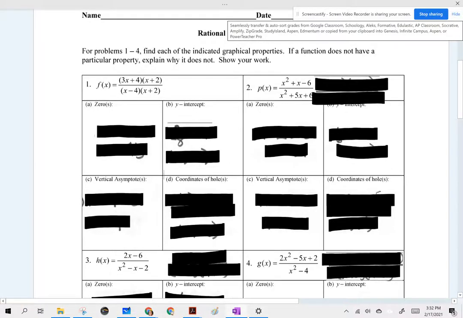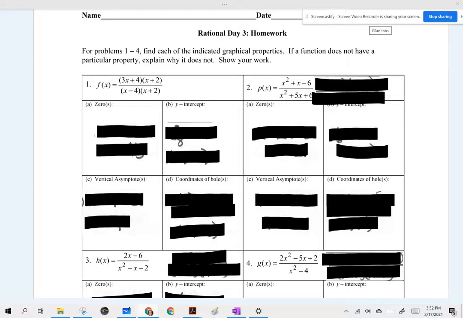All right, so we are going to take a look at Rational Day 3 homework. On number 1, it does say for problems 1 through 4, find each of the indicated graphical properties. If a function does not have a particular property, explain why it does not. Show your work.